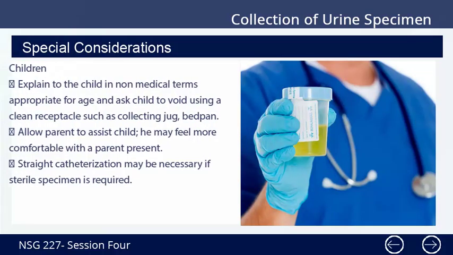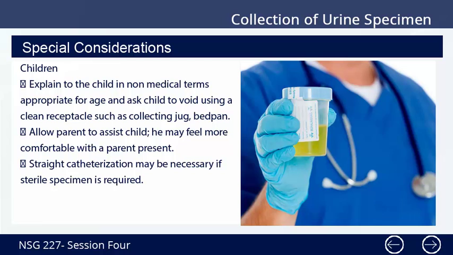Children. Explain to the child in non-medical terms appropriate for age and ask child to void using a clean receptacle such as collecting jug, bedpan. Allow parent to assist child. He may feel more comfortable with a parent present. Straight catheterization may be necessary if sterile specimen is required.